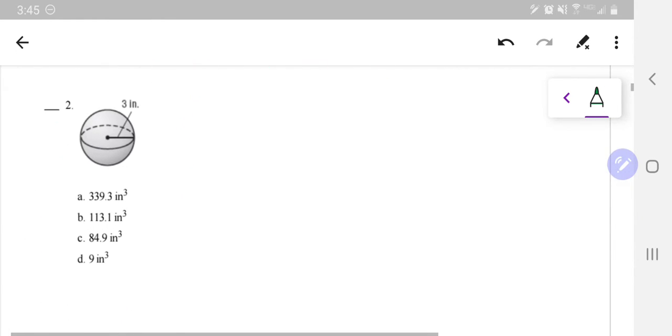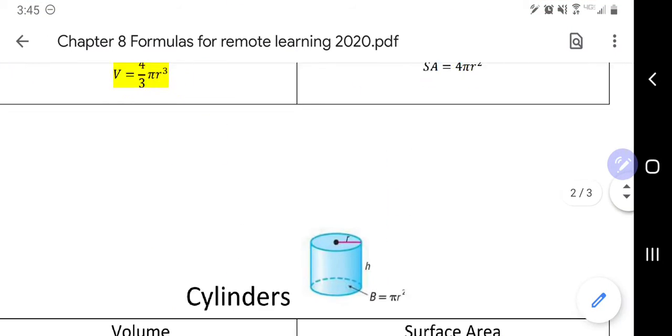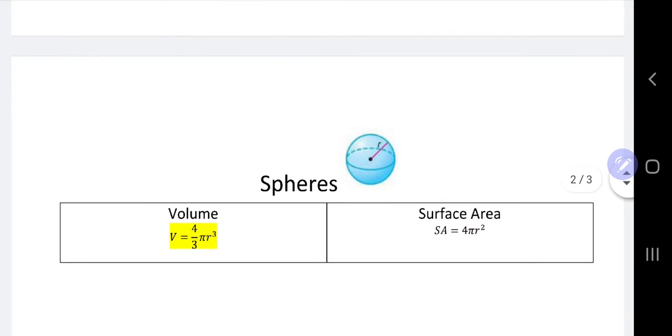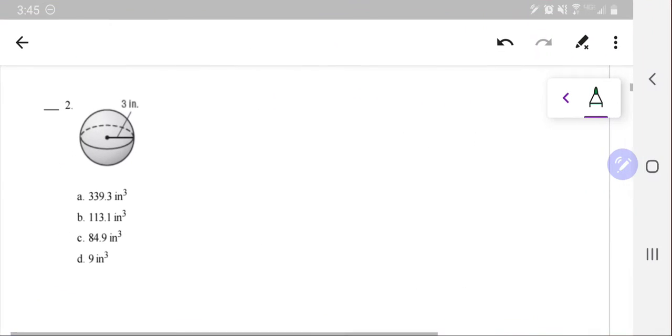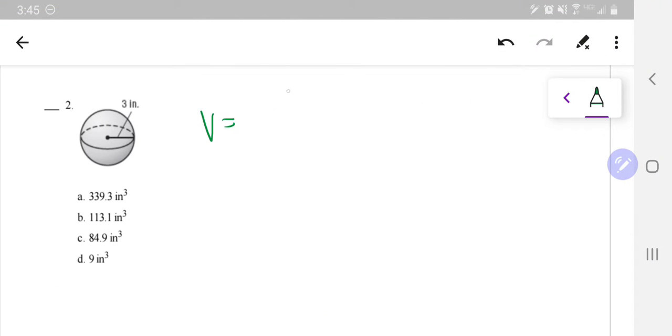All right, now we're finding the volume of a sphere. So I would run to my formula sheet, my reference sheet, and I find the left side of this little section, volume, 4/3 pi r cubed. So I'm going to write that down, 4/3 pi r cubed. Once I write it down, I can substitute in for r, which is going to be 3, and I put the little 3 up above it.